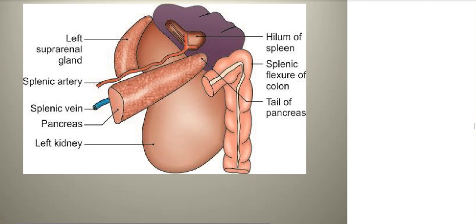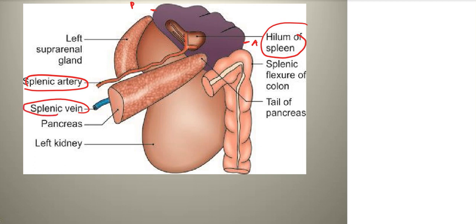So this is an image of the relations of spleen. This is anterior end and this is posterior end, and this part is called hilum of spleen. We can see the splenic artery entering the hilum of spleen, and the splenic vein was also there.